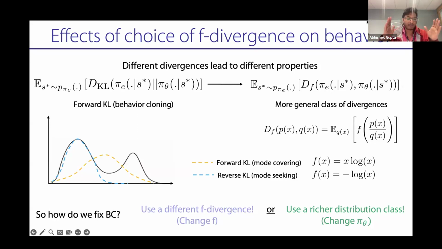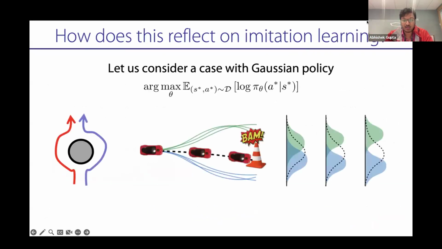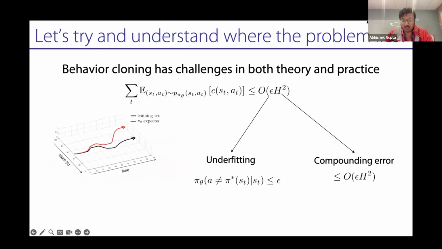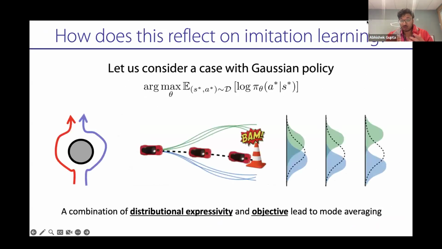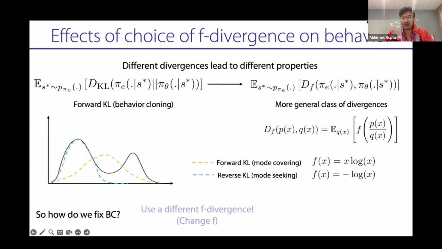So the issue is behavior cloning. We're still in the issue of underfitting. If you go back to our problem from earlier, we're saying behavior cloning has these two issues, underfitting and compounding error. Let's finish up underfitting and we'll get to compounding error. The issue with underfitting is distributional expressivity and the objective, leading to this mode averaging issue. We're going to say the solutions look like either using a different divergence, which is the reverse KL, or using a richer distribution class.